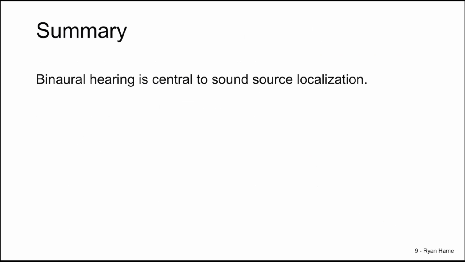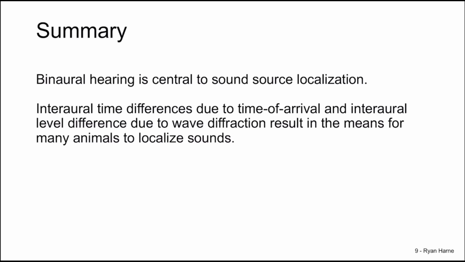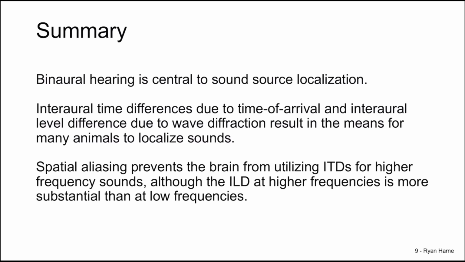To summarize what we've learned, binaural hearing is central to sound source localization. Together, the interaural time differences due to time of arrival differences and the interaural level differences due to wave diffraction, these together result in the means for many animals, including us, to localize sounds. It's spatial aliasing that then prevents us from using ITDs at higher frequencies, although on the other hand, the ILD at higher frequencies is very substantial compared to the ILD at low frequencies.